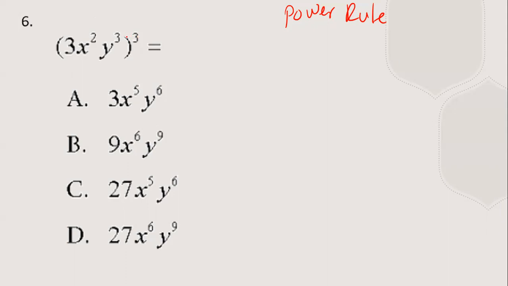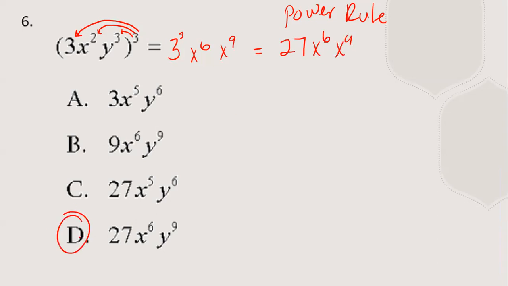guys, when there's a power outside of parentheses, you're going to distribute that power through multiplication. So 3 times 1 is 3. 3 times 2 is 6. 3 times 3 is 9. What is 3 to the 3rd? 27. So I'm looking for 27, x to the 6, x to the 9. So my answer is D.